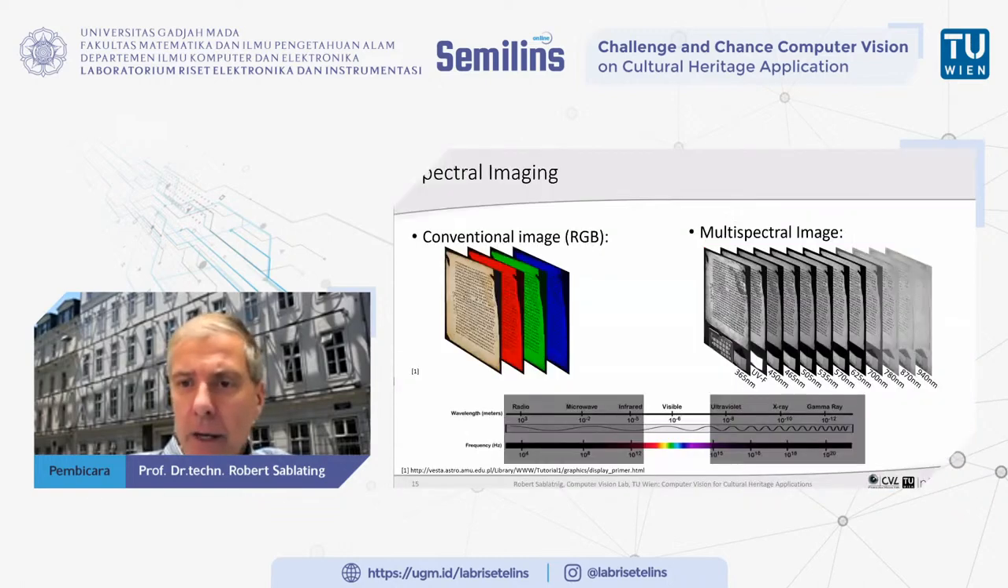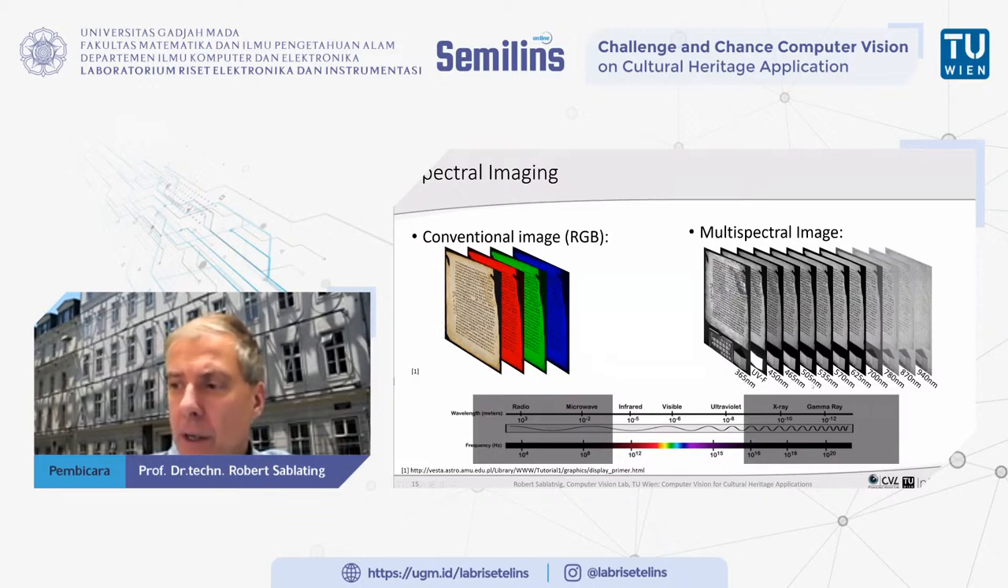And how are we going to do that? We do spectral imaging. As you see here on the left side, this is the conventional image. We take a blue, a green, and a red channel and combine them to a color image, as you have it on your mobile phone, for instance. However, in multispectral imaging, we try to get more bands, and not only the visible bands, but also the ones that are not visible. So from the infrared to the ultraviolet, and you see here, it ranges from 365 nanometers to 940 nanometers.